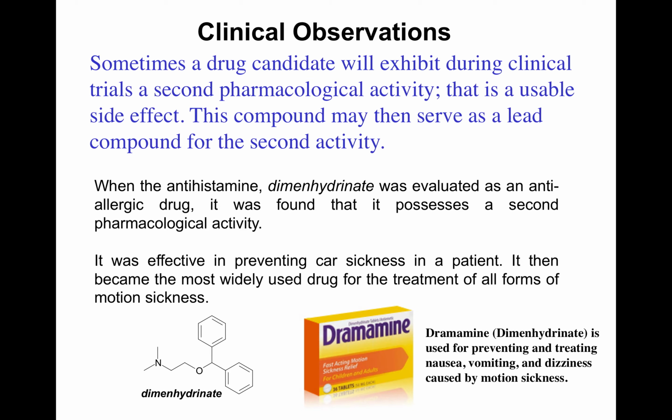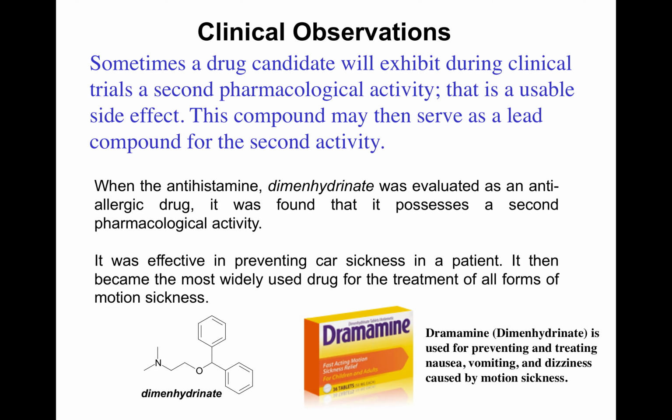So sometimes you can also find new lead compounds by just looking at clinical observations. Sometimes a drug candidate will exhibit during clinical trials a second pharmacological activity. That is a usable side effect. This compound may then serve as a lead compound for the second activity. So one example of that is the antihistamine dimenhydrinate. It was evaluated as an anti-allergic drug, and it was found that it possesses a secondary pharmacological activity. It is effective in preventing car sickness in a patient. It then became the most widely used drug for the treatment of all forms of motion sickness.